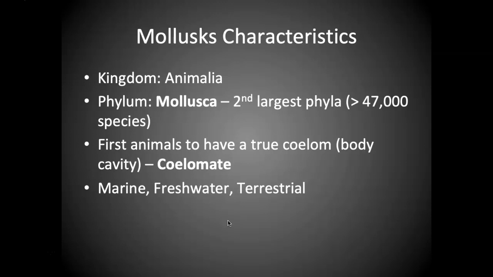Okay, these are our first animals to actually have a true coelom, which means, once again, a body cavity. So this is our first coelomate body plan. If you guys remember from our simple invertebrates chart, we had our pseudocoeloms and we had our acoelomate animals in that category. But now we have our first true body cavity. They're found in both marine, freshwater, and then there's also some that are going to be found on land as well.